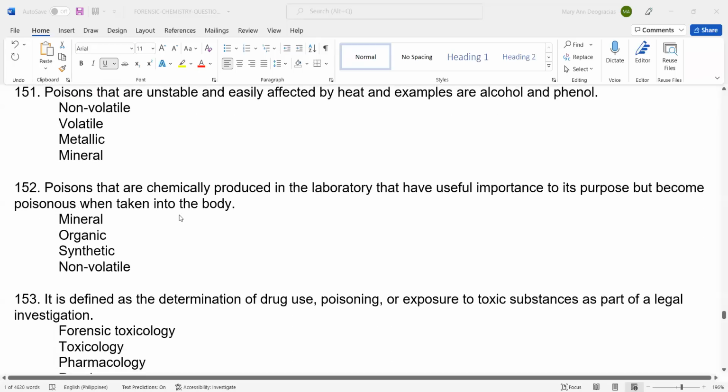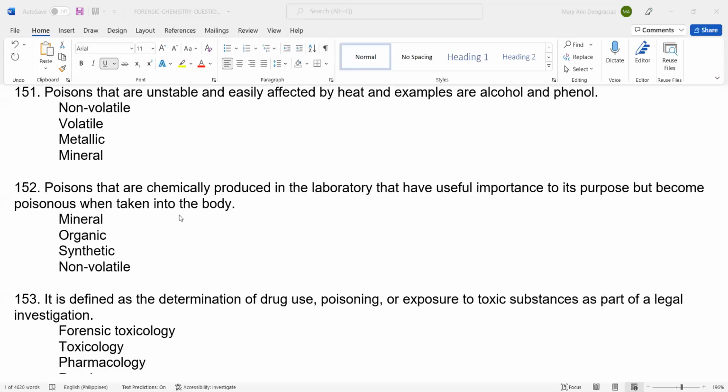152, poisons that are chemically produced in the lab that have useful importance to its purpose but becomes poisonous when taken into the body. A, mineral, B, organic, C, synthetic, D, non-volatile. Sagot?